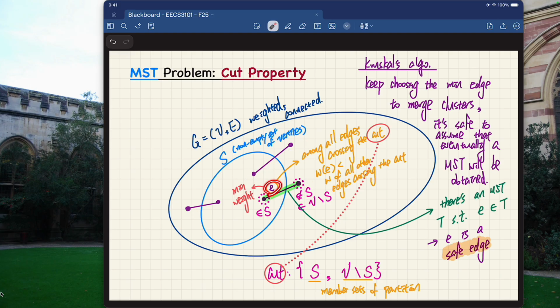If E is the crossing edge with the minimum weight, it's guaranteed E is going to be part of some ultimate minimum spanning tree that we want to obtain, right? We just don't know exactly what the minimum spanning tree T will look like, but at least we guarantee E should be part of it. So keep doing this, and guaranteed by this property, eventually we can get a minimum spanning tree that we want to find for the algorithm.